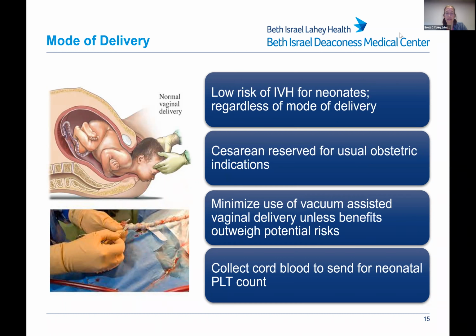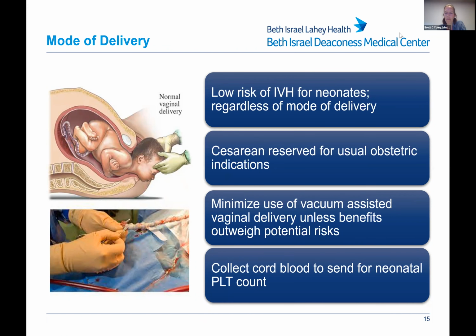So I think that we typically want to minimize the use of operative assisted vaginal delivery in the setting of ITP, but there may be some scenarios where the benefits of operative assisted vaginal delivery may outweigh potential risks of IVH.